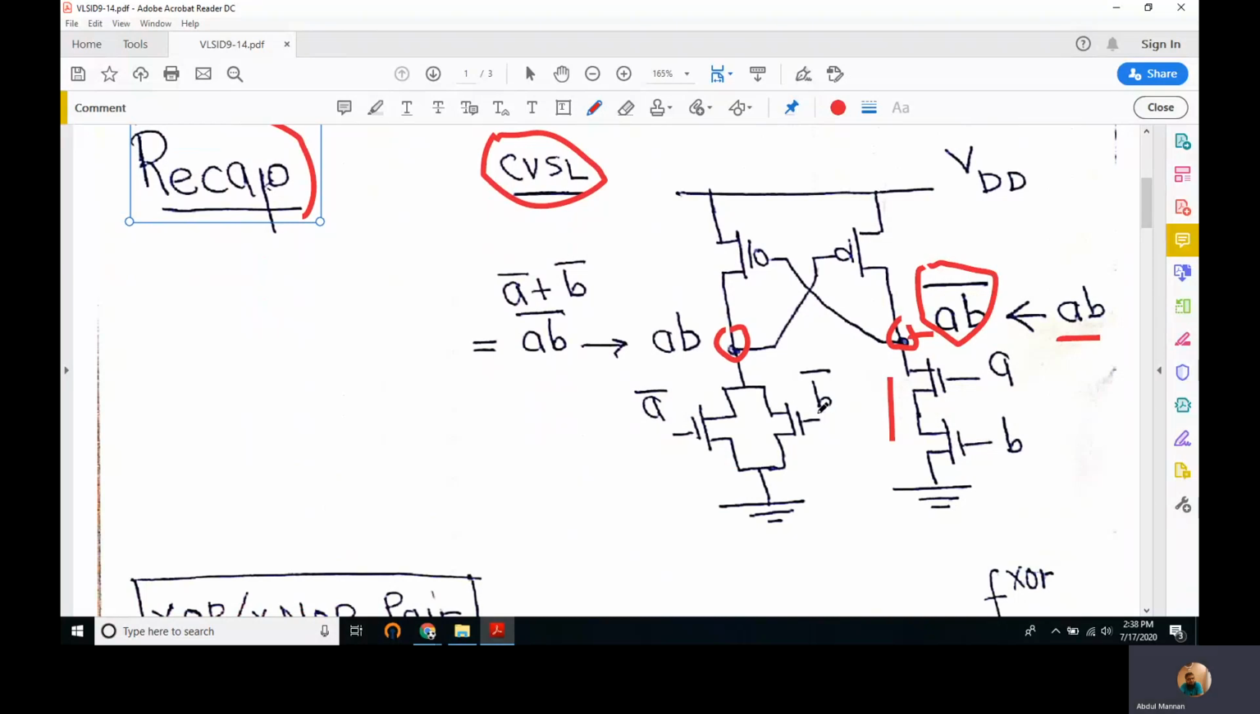Similarly, here we have A bar and B bar, and they are connected in parallel. This means there is an OR operation between the two. If we apply De Morgan's law here, we get A and B ANDed with one single bar. Whatever we get here is the complement of what we get using this combination, and that is of course the AND operation AB. So in short, whatever functionality is implemented using the NMOS array, the output that we get on the upper terminal is the complement of that. That's very important.